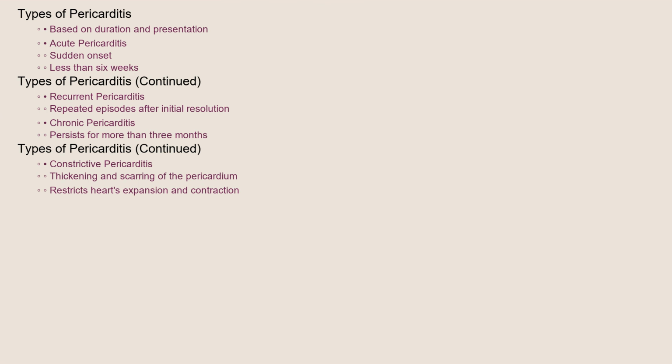Pericarditis can be categorized into different types based on its duration and presentation. Acute pericarditis is characterized by a sudden onset of symptoms and typically lasts less than 6 weeks. Recurrent pericarditis involves repeated episodes of inflammation after an initial episode has resolved. Chronic pericarditis persists for more than 3 months. Constrictive pericarditis, a more serious form, involves thickening and scarring of the pericardium, restricting the heart's ability to expand and contract.